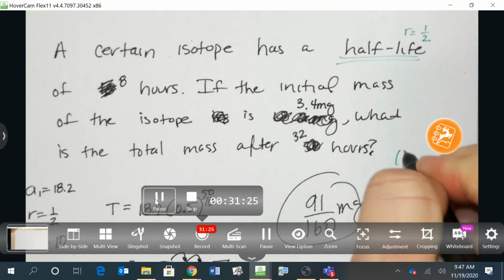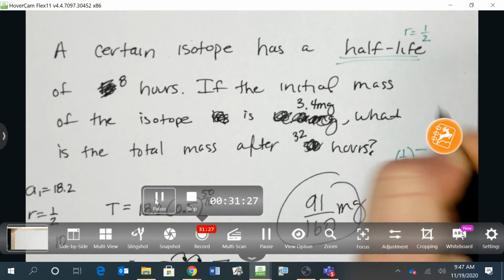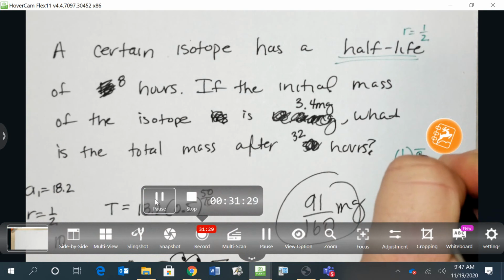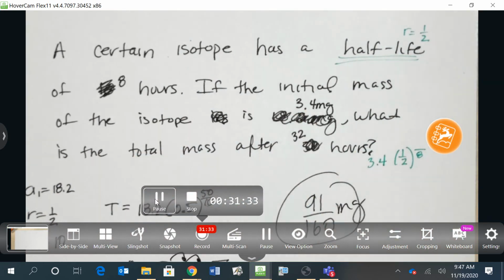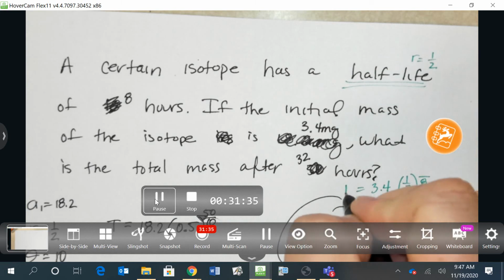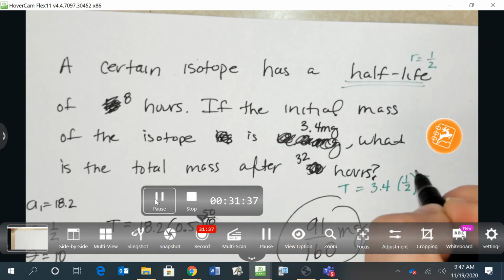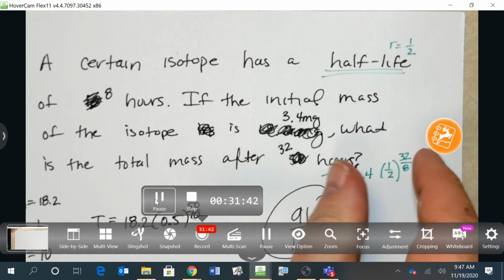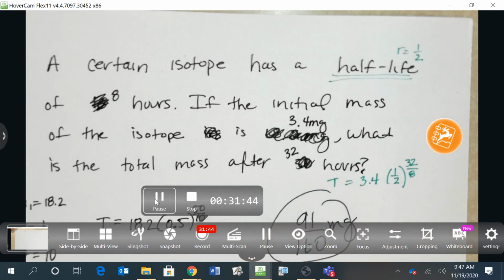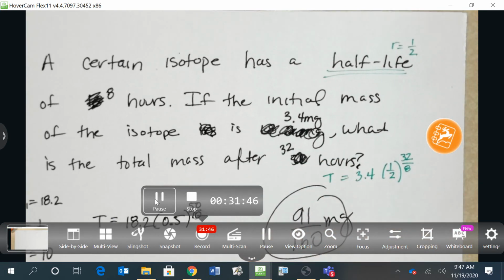I know I have a half-life of 1/2 that occurs for this particular problem every 8 hours. I know the initial is 3.4 milligrams, and the total that I'm trying to find is going to correspond with 32 hours. So this is what I have. I could plug this into a calculator to get a decimal answer. Make sure to label it again in terms of milligrams.